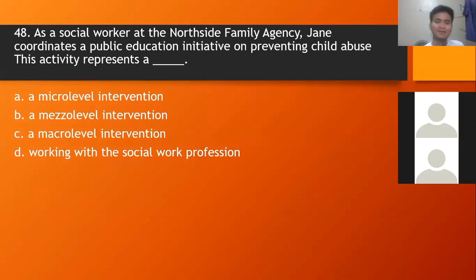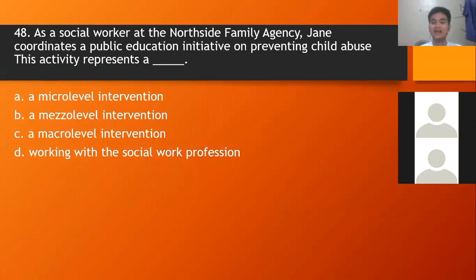Hindi siya macro. Baka kasi ang pagkakaintindi nyo sa macro is automatic pag agency, organization is macro na. It is not. Meso, it also entails small organization. Dito, family agency. Then Jane coordinated a public education initiative on preventing child abuse. May coordination between that agency to the public education initiative to prevent such abuse. So that work is at the meso level intervention. My reference for that is yung nabasa kong PDF. If you read that, then probably your answer is meso level.